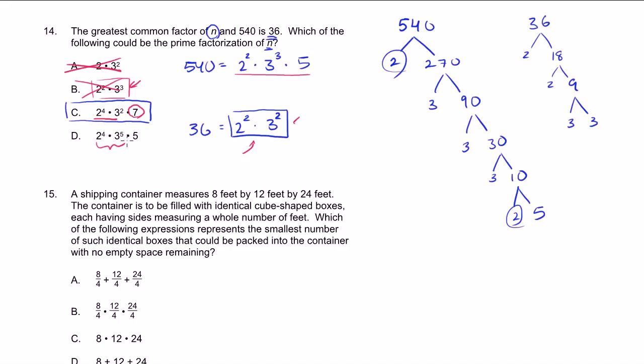So it looks good so far. But then we do it times 5. If this right here was our n, then the greatest common factor of this number and 540 would not be 36.